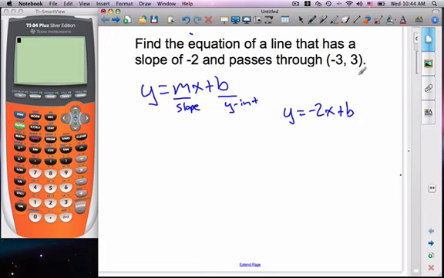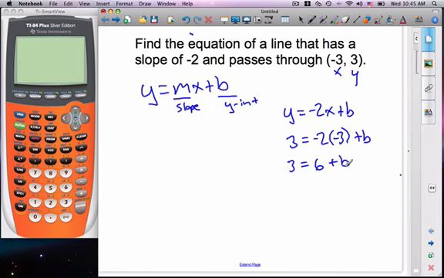And we can do that by plugging in our other piece of information, which is this point. We can plug in the x and y values of this point into our equation. If we do that, we end up with 3 equals -2 times -3 plus b. And that's 3 equals -2 times -3 is +6 plus b.